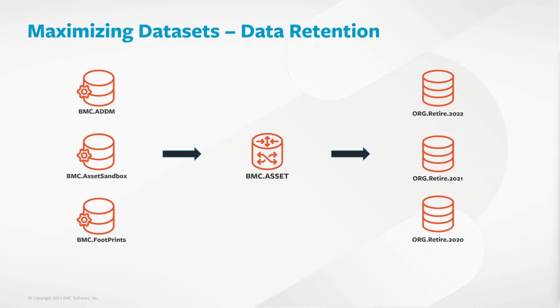But first, let's go ahead and get into maximizing data sets, and get a hierarchical view of this. This is a generalized overview of how data sets might look for an organization, where you have on the left-hand side discovery, asset sandbox, our asset management system, and you have footprints, which is BMC client management. All of those are getting reconciled into the production data set, bmc.asset. And once again, we have that purge job, but we also have that copy where we are copying stuff out into this retire 2022, 2021, 2020.